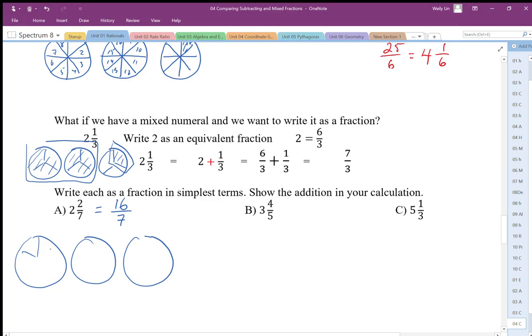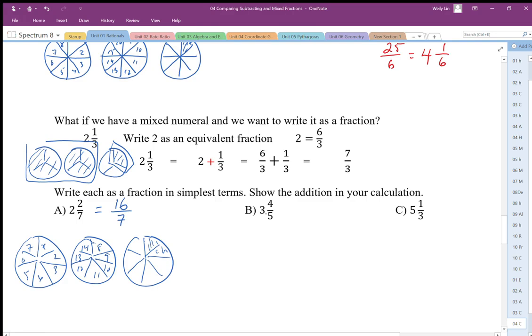We have 1/7 pieces. 1/7 are really hard to draw. Okay, so I have my 1/7 pieces. I have 1, 2, 3, 4, 5, 6, 7, 8, 9, 10, 11, 12, 13, 14. Yeah, there's my 14 pieces that make up my 2 wholes. And then I have these 2 pieces which make up my leftover 2. Yeah, I'm counting 16 pieces here.